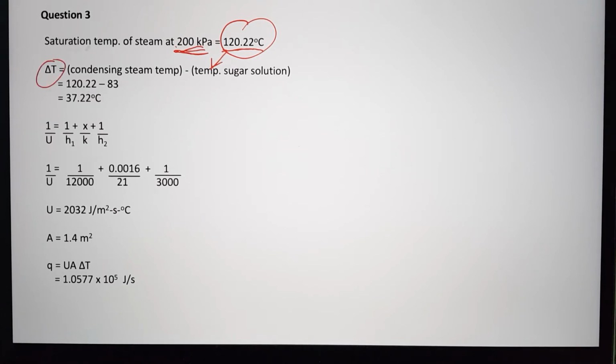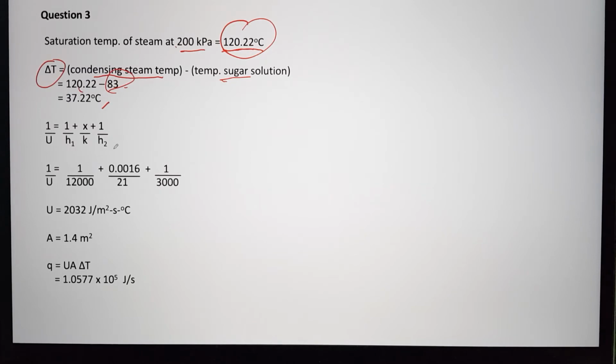This temperature is required in order for you to calculate delta T. Can you see that we are using the condensing steam temperature? This is the value that you have found just now, and it needs to be used for the calculation of delta T. So condensing steam temperature is 120.22 minus 83, which has been given as the temperature of the sugar solution. Then the answer is 37.22 degrees Celsius.